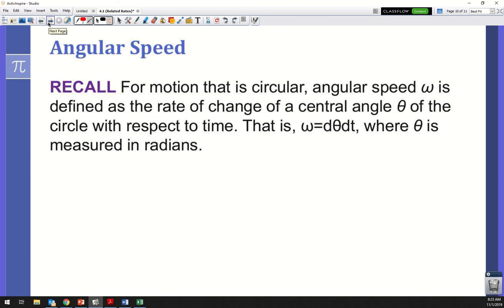So, next one. Okay, for motion that is circular, angular speed W, so this is super important. This is like one of those trigonometry things you guys have to know. So highlight, underline, copy this down, and tattoo it to the back of the hand.